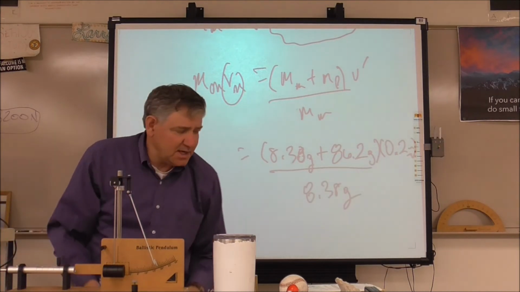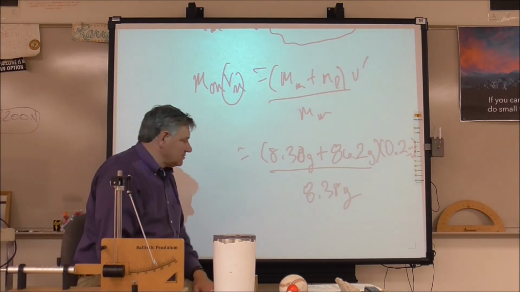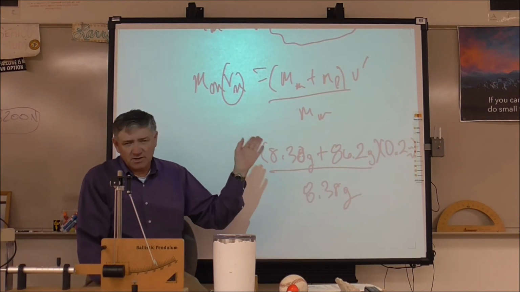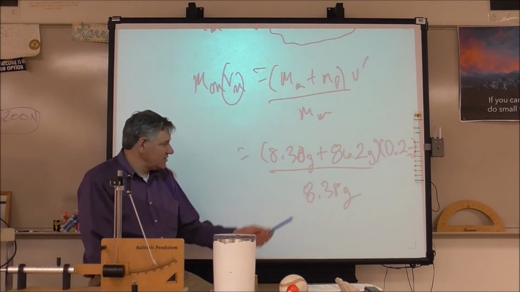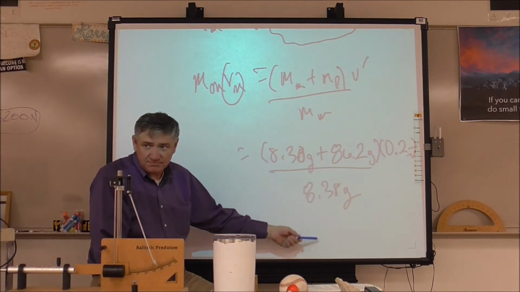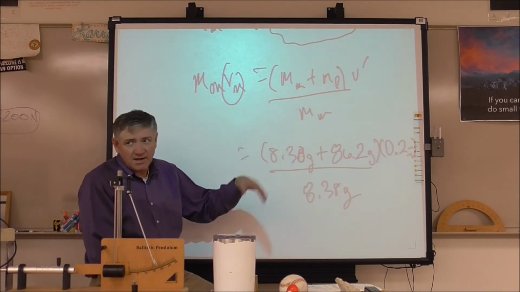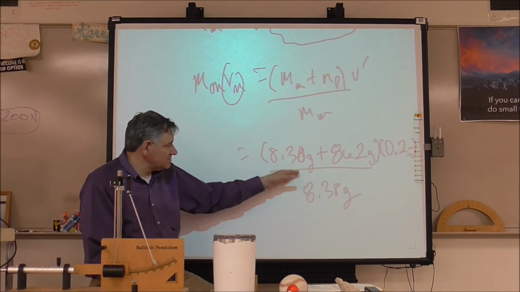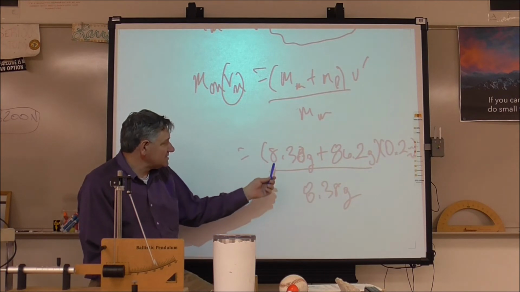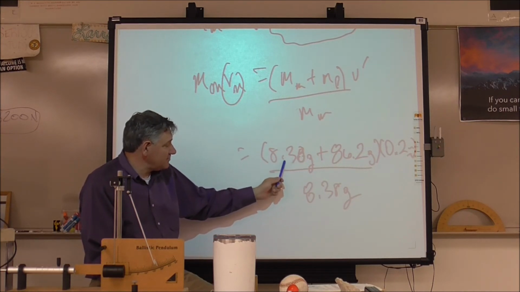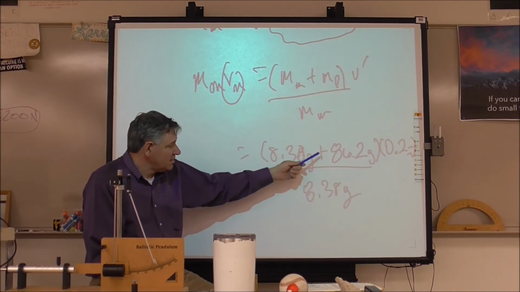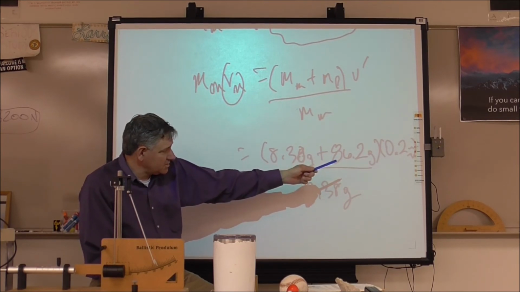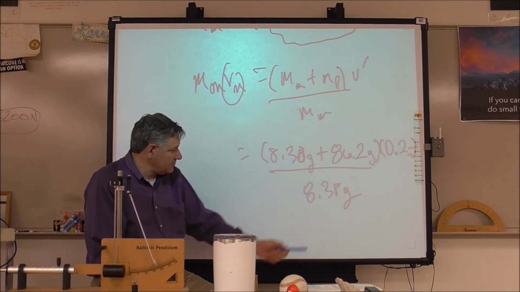Now, I know from the beginning I've preached to you this has to be in kilograms. But as long as you leave everything in grams, it's still going to be the same answer. You can divide everything by 1,000 and get it into kilograms. At the end of the day, it's still going to be the same ratio. This just saves you the hassle. So take 8.38 plus 86.2, multiply that by 0.2, and then divide that by 8.38.